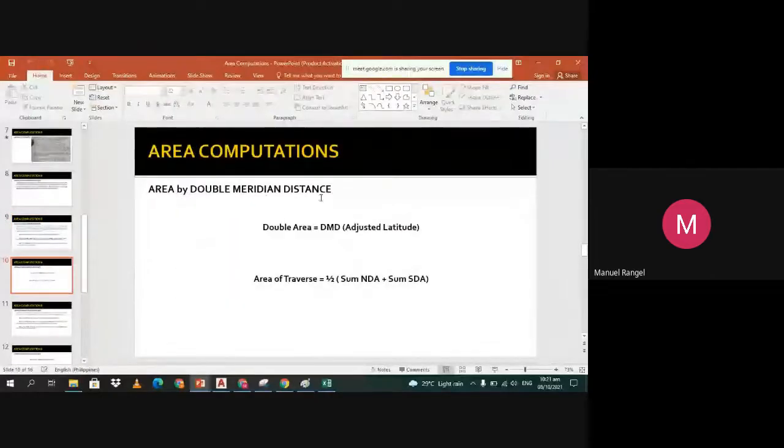Area by double meridian distance. So the formula for the double area is equal to DMD multiplied by the adjusted latitude. So this is 2 times the area. For the area of the traverse, that is equal to 1/2 the sum of NDA plus the sum of SDA. So what is the meaning of this?